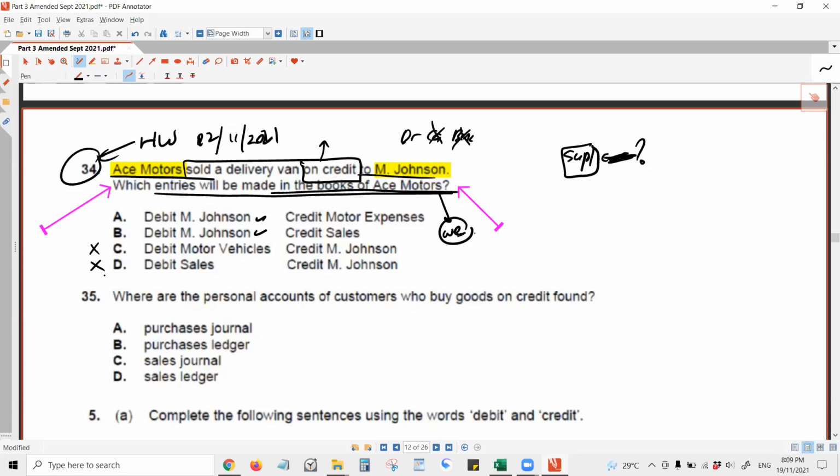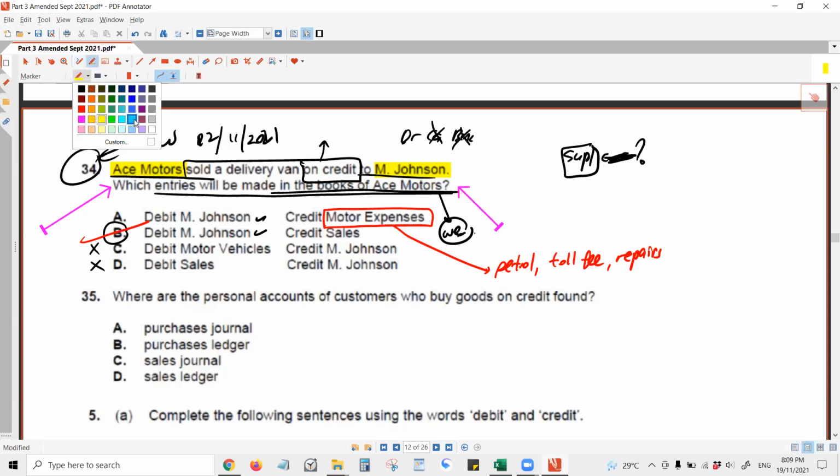And then, the answer is which one? Answer is B. So you have to understand what is meant by motor expenses here. Motor expenses could refer to petrol and toll fee, repairs for the motor vehicles. These are motor expenses. Now, is the B exactly correct?